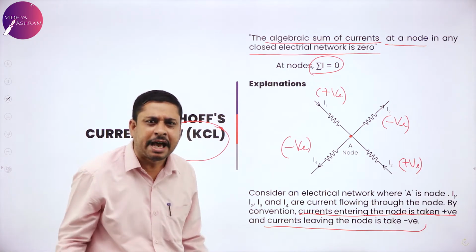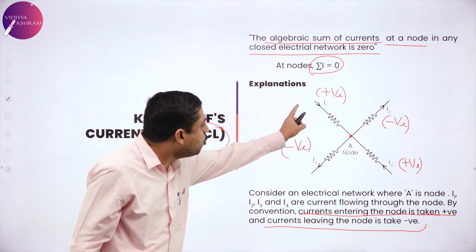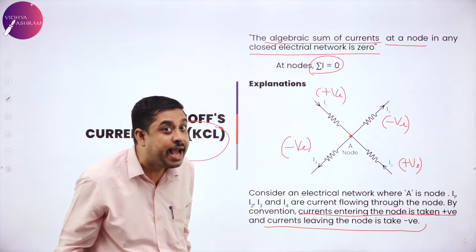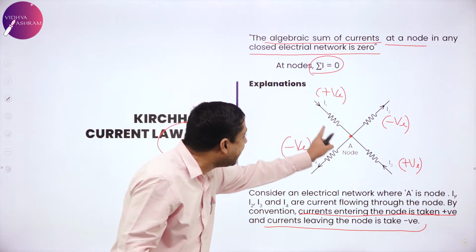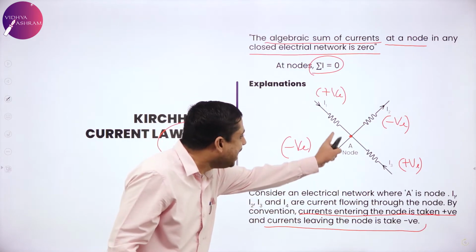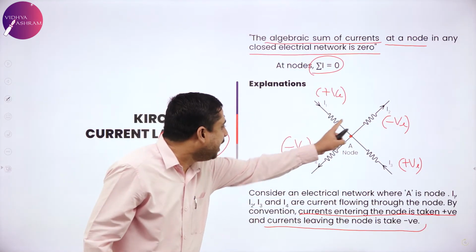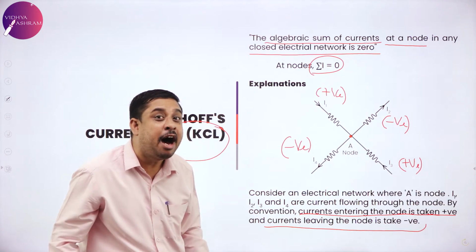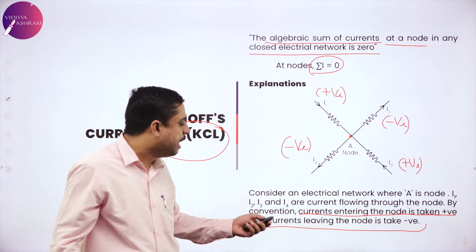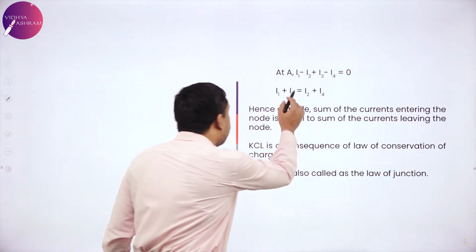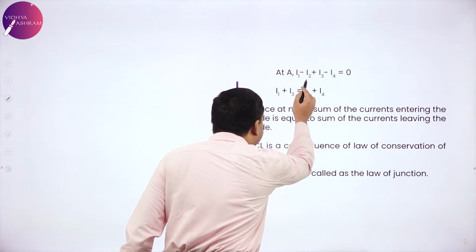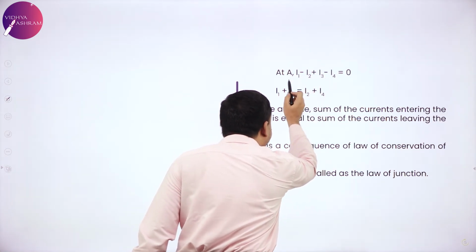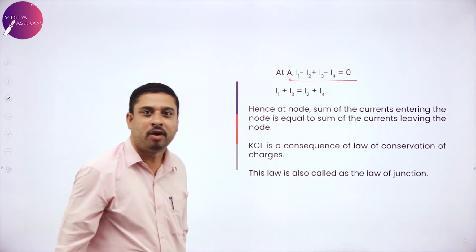So, by convention, I1 and I3 are positive currents. Why? Because they are entering the node. They are going into the node. I2 and I4 are negative currents. Why? They are going out of the node. Therefore, I write I1 minus I2 plus I3 minus I4 is equal to 0.